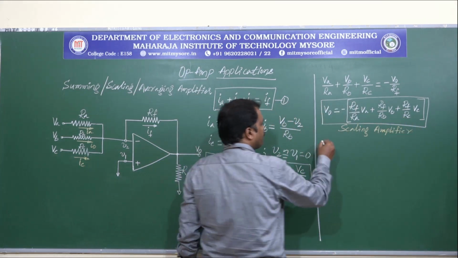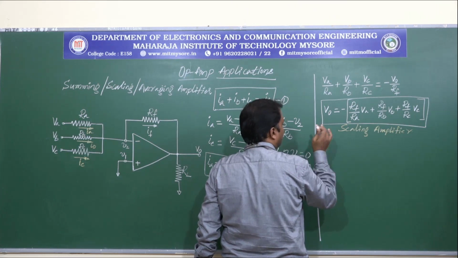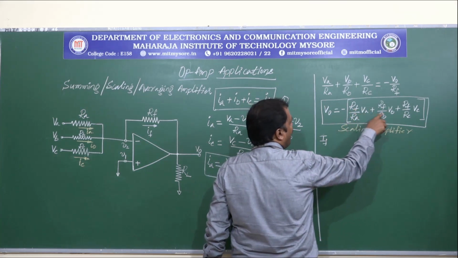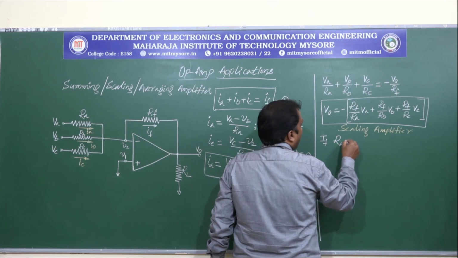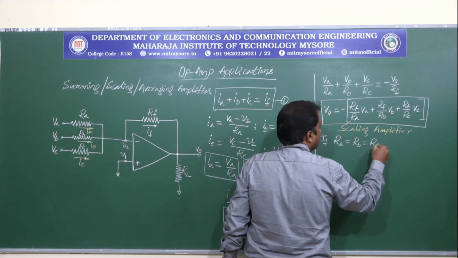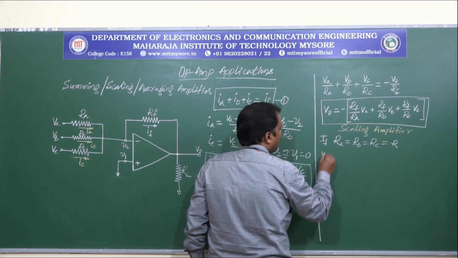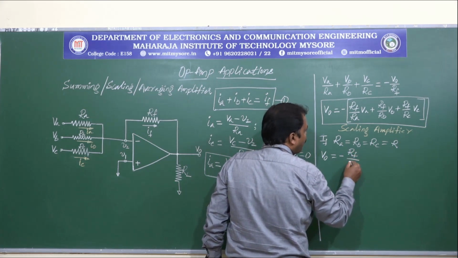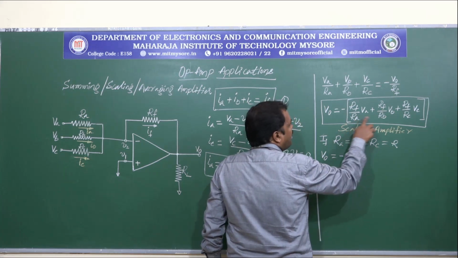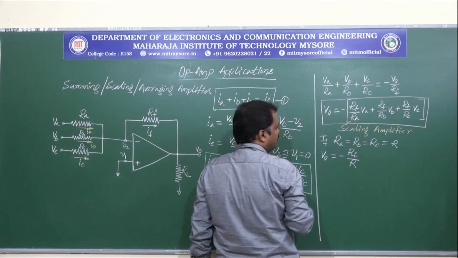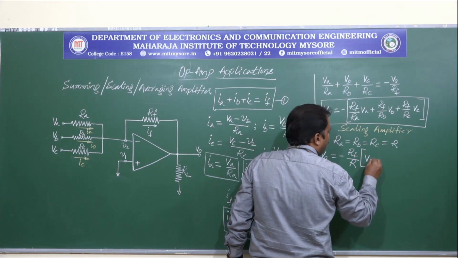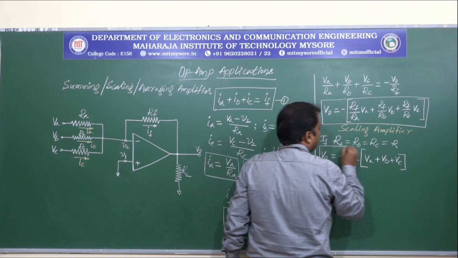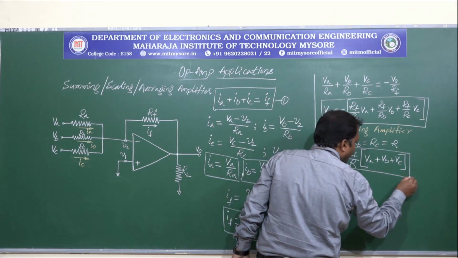Now in this equation, if I consider the values what we have for RF, RA, RB, RC, if RA is equal to RB is equal to RC is equal to R, then V0 can be written as minus RF by R, because RA, RB, RC is equal to R, we can take these values common out. So this is another function what we have for the same circuit.